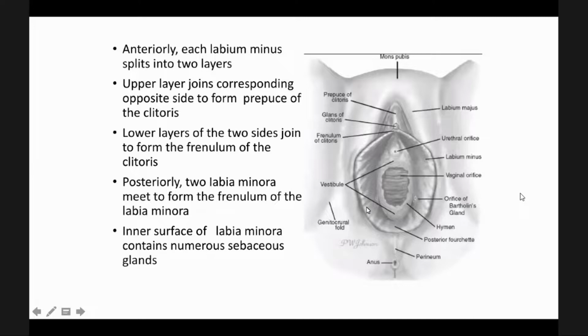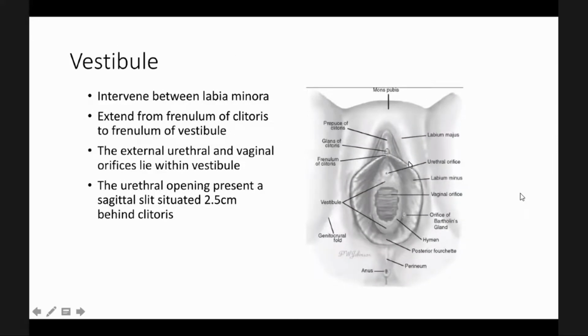Posteriorly, the labia minora fuse and form the frenulum of the labia minora. The inner surface of the labia minora contains numerous sebaceous glands. Next is the gap in between the two labia minora, which is known as the vestibule. The vestibule intervenes between the two labia minora and extends from the frenulum of the clitoris to the frenulum of the vestibule. It possesses two openings, as I said previously, the urethra and the vagina.